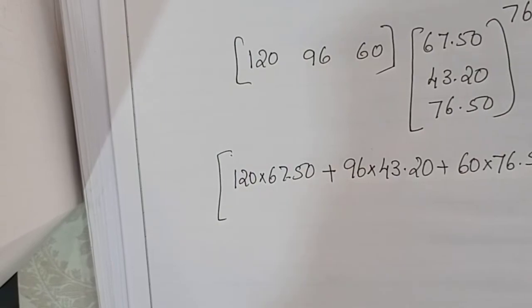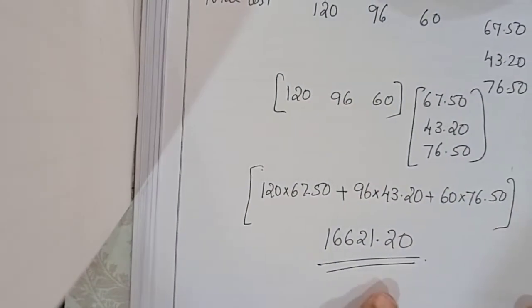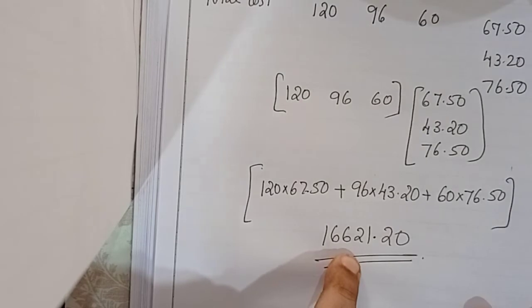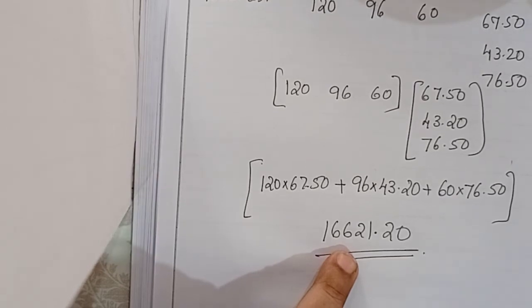Using the calculator, you can multiply. Say the answer. Check the answer. I think you will get this answer: 16,621.20. The total amount is 16,621.20.